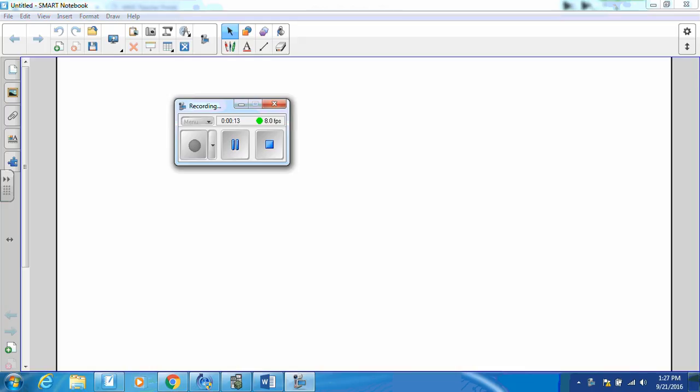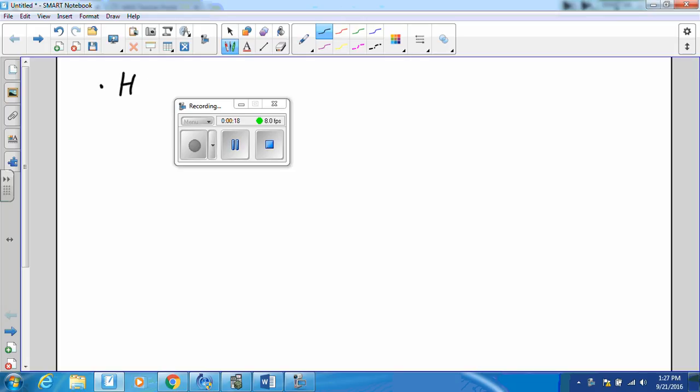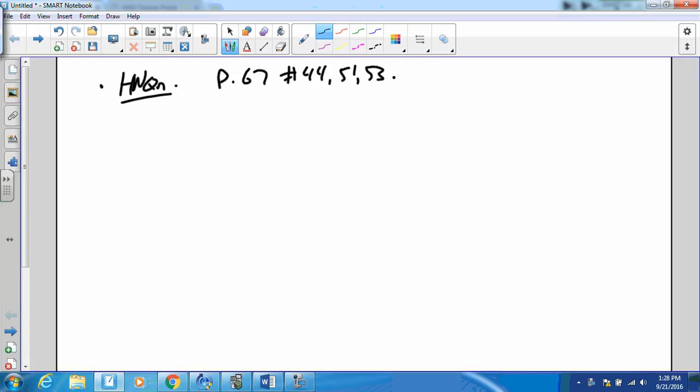We've got several things on the agenda. The first thing that I'm going to take a look at are homework questions, and in particular, we're going to take a look at page 67, numbers 44, 51, 53, all of which ask us to read limits based upon limits from left and right. And then after that, we're going to take a look at some examples of using our special limits. And to do that, we need to first review the material from yesterday.